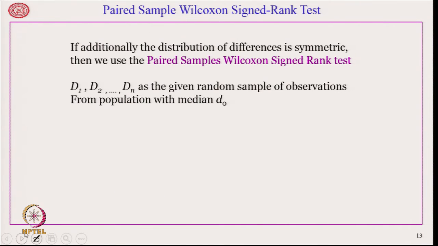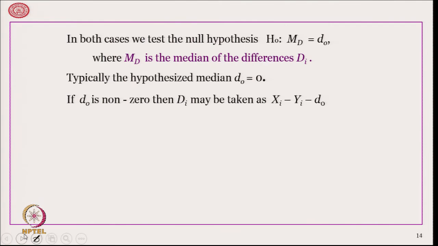If in addition to that, we can also assume that the differences are symmetric, then we can use the paired samples Wilcoxon signed rank test, where D1, D2, ..., Dn are the given samples. We may test if they are coming from a population with median equal to 0, or from a population with median equal to D naught. In the latter case, we have to further modify the data as follows.